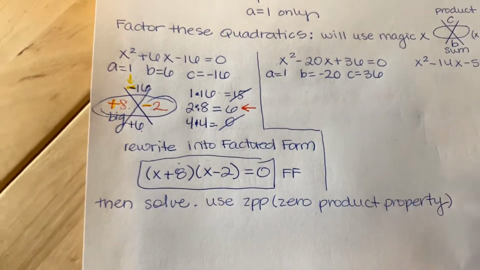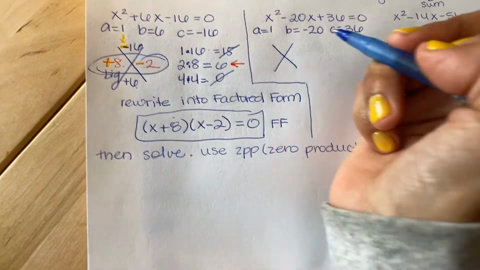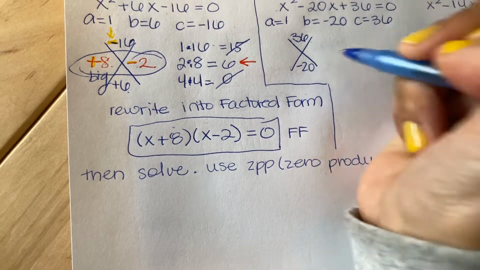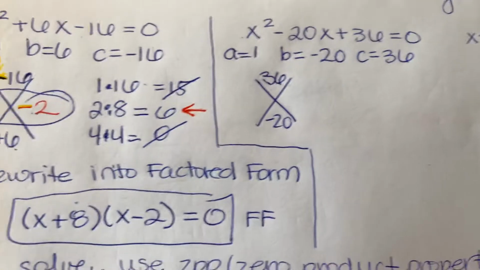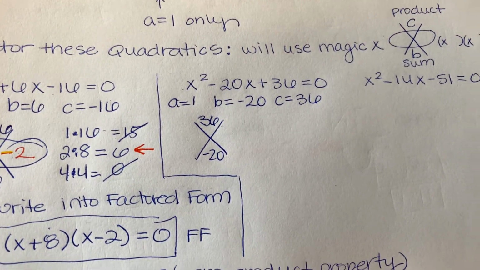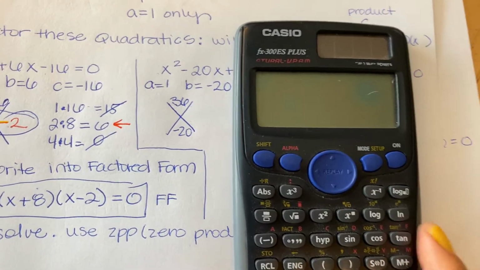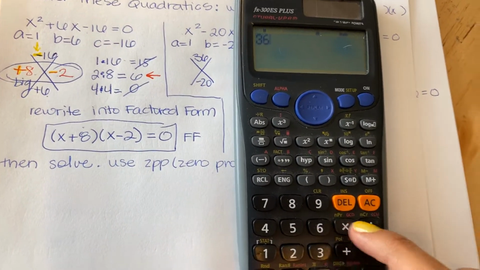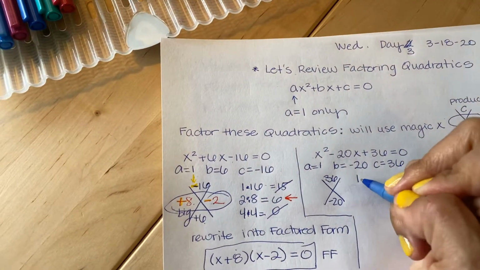Okay, let's construct our magic x. C value is on top, 36. B value, negative 20, is on the bottom, right? 36 top, negative 20 on the bottom. We want to find all possible pairings that give us the product 36. And I'm just going to be really, really basic. Okay, so what is 36 divided by 1, right? 36. We'd be super extra.